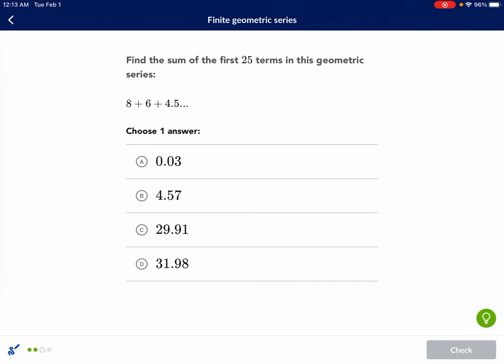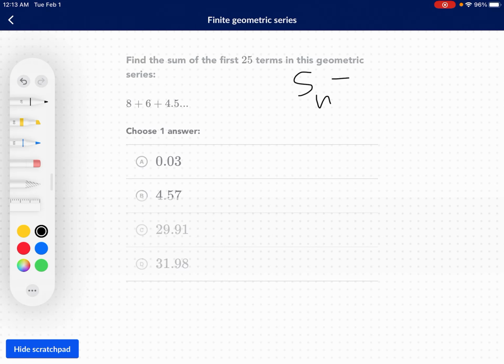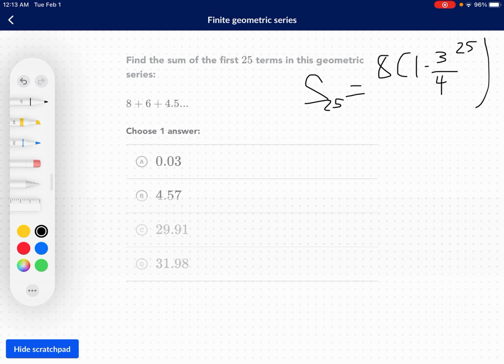You find the sum of the first 25 geometric terms. Okay, so the sum of the first 25 geometric terms is the initial term 8, open parentheses, 1 minus the common ratio, which is 8 over 6, is like 4/3, no, 3/4. What am I thinking? So 1 minus 3/4 to the 25th power, because there are 25 terms, and 1 minus 3/4.